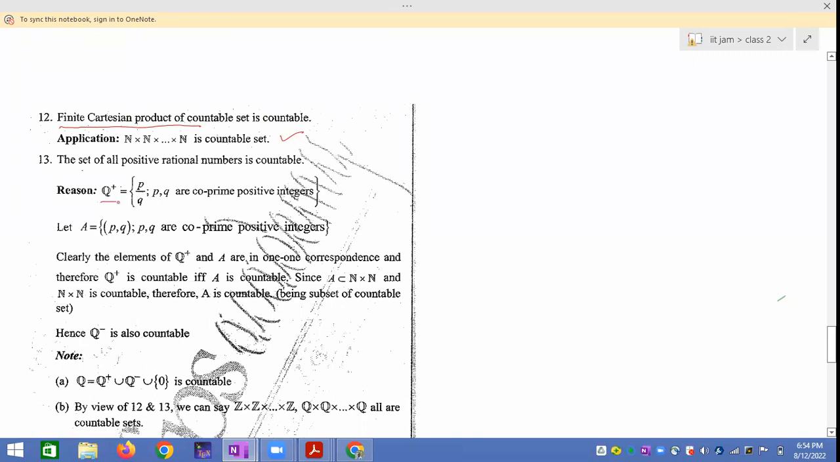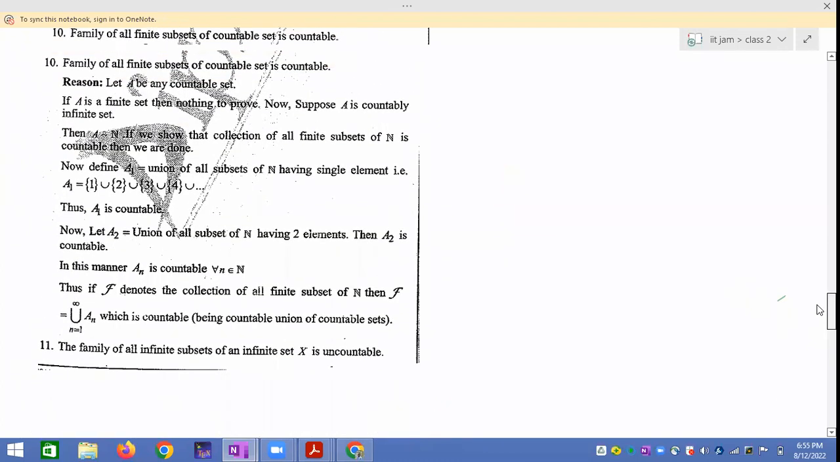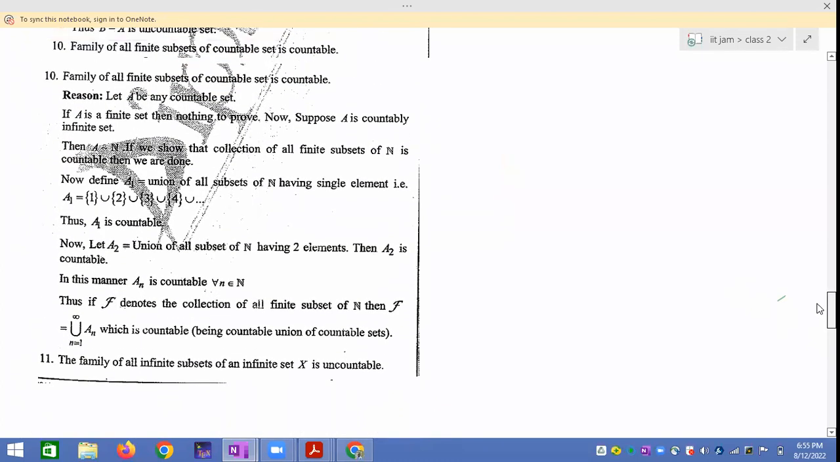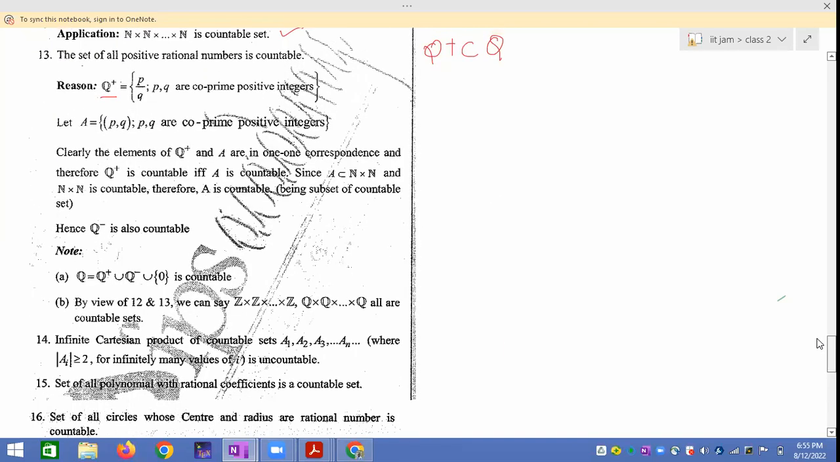If you take Q plus, the set of all positive rational numbers is countable, because the set of all positive rational numbers is a subset of the set of all rational numbers. That's why it is countable. A finite union of countable sets is countable. That's why Q is countable.